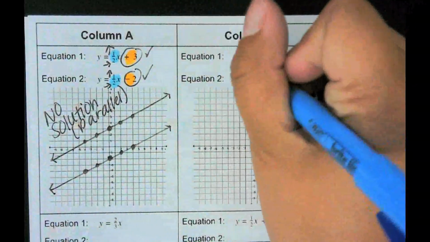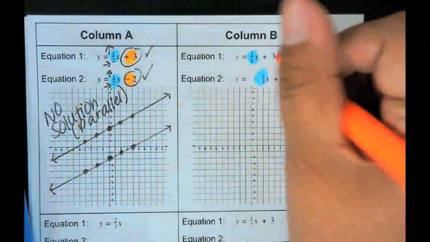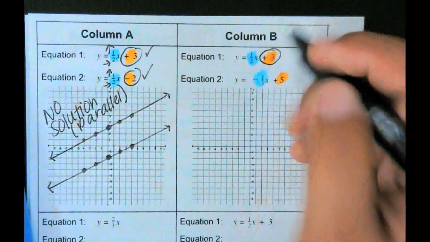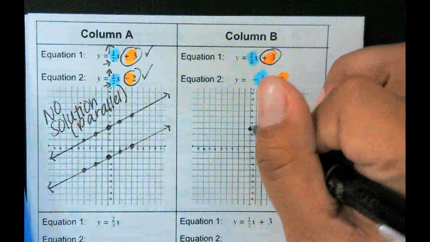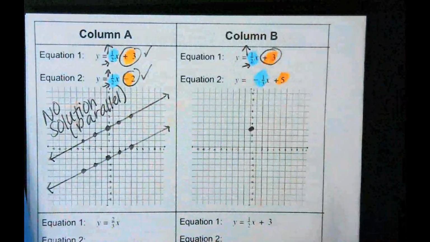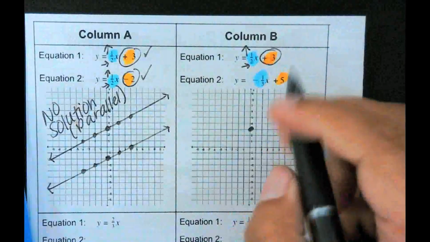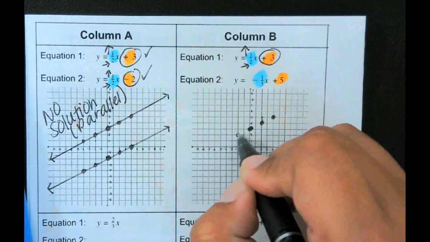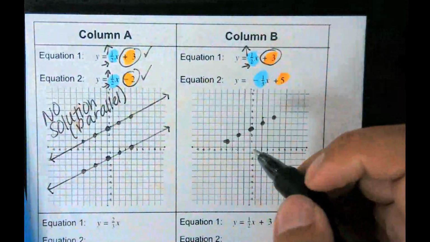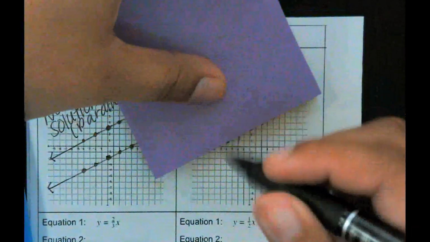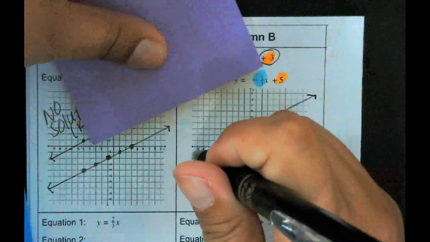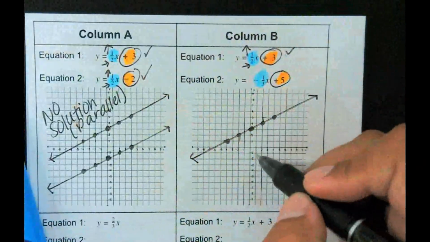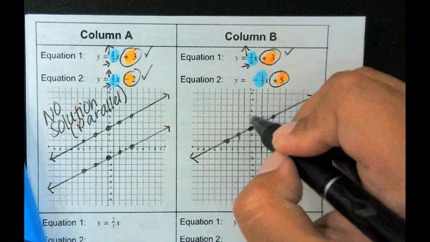Comparing my m, comparing my b. Up 1, right 2. You want to go backwards too, just to give yourself enough dots on the graph. Okay. This needs to be at +5, so here's +5.